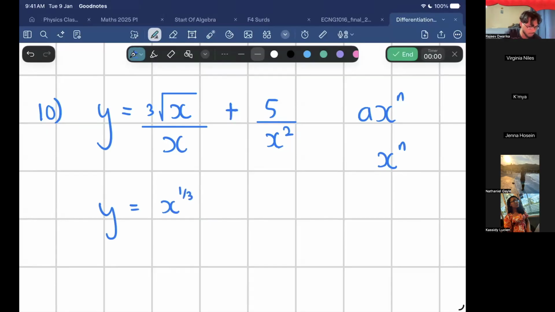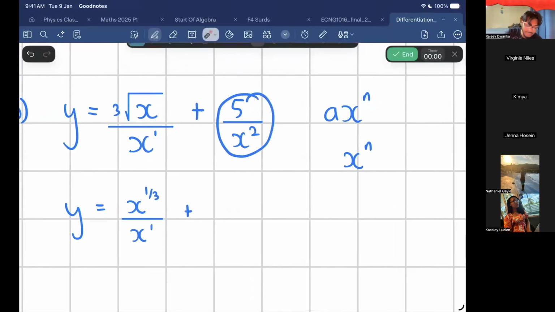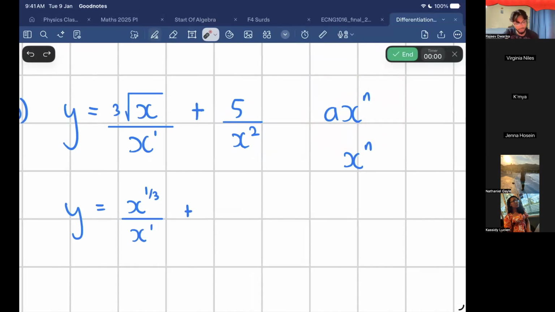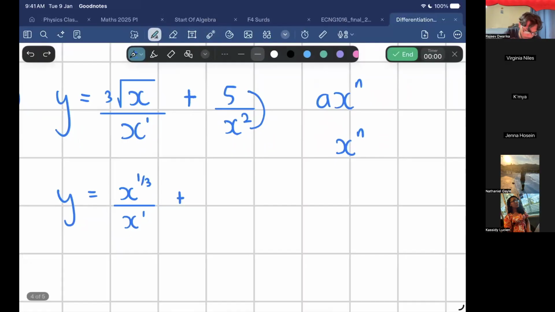Jenna, did you know that or no? Yes, sir. Alright, and Jenna, you're not seeing it here, but what power is understood? 1. That's x to the power 1. Cool. Now we have 5 over x squared. Again, I can only differentiate if it's in the form ax to the power n. So Virginia, what do you think I should do? Bring the denominator on top, so 5x to the power minus 2.